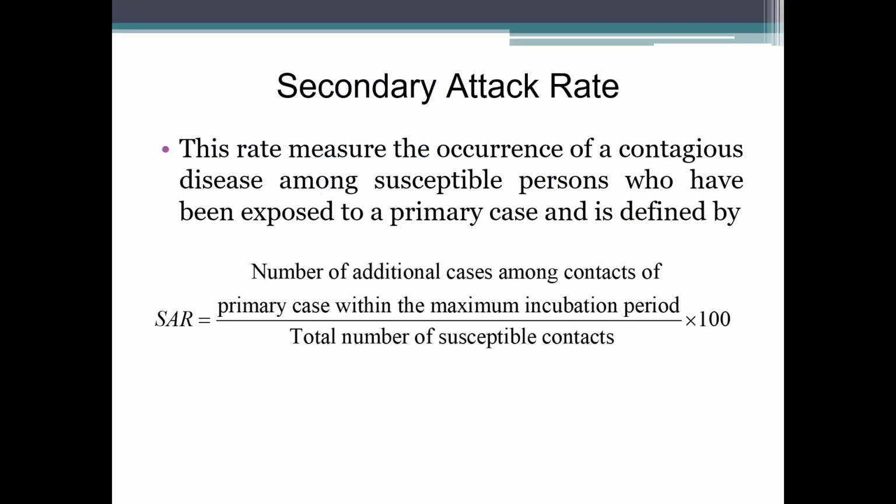Next, the secondary attack rate. This rate measures the occurrence of a contagious disease among susceptible persons who have been exposed to a primary case. It is defined as the number of additional cases among contacts of the primary case within the maximum incubation period, out of the total number of susceptible contacts, multiplied by 100. This is the formula for secondary attack rate.